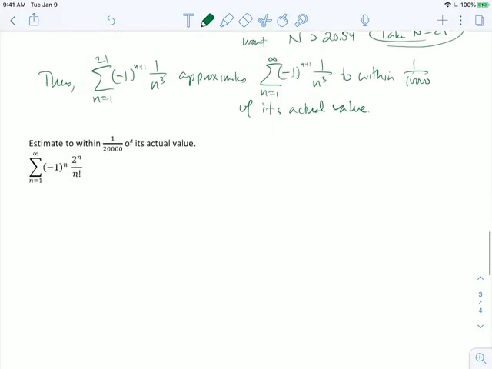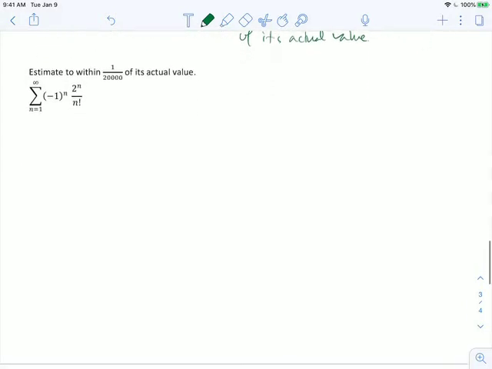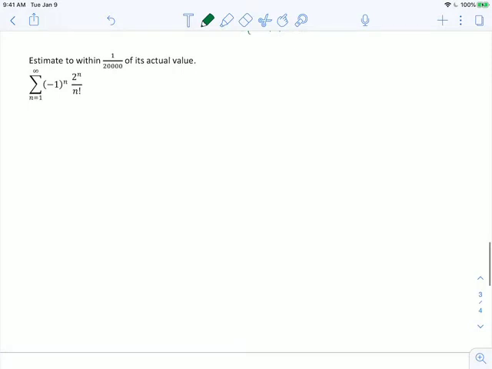Our second example is going to be to look at a different alternating series, and we want to approximate it to within 1/20,000th of its actual value. Summation n equals 1 to infinity. Actually, I'm going to make that 0 to infinity, -1 to the n over n factorial. We'll encounter this series again in a later section of the chapter, and we'll actually go back and talk about what the actual sum is. We can actually figure this out.